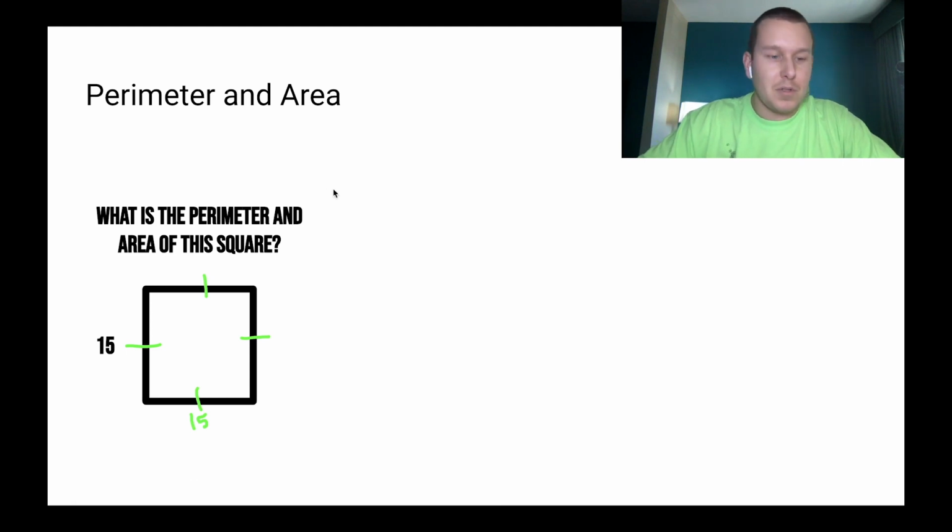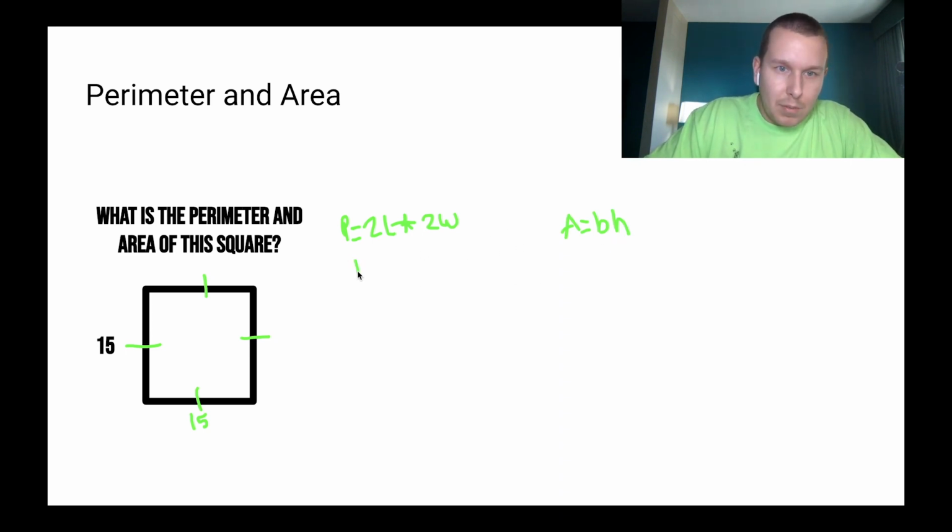So let's pick the formulas we're going to be using. So we're going to find area and perimeter. So let's start with perimeter. We're going to go P equals 2L plus 2W. And with area, we're going to do A equals BH. All right? So we write what we know and what we don't know. So we don't know the perimeter yet. So we're going to put a question mark.